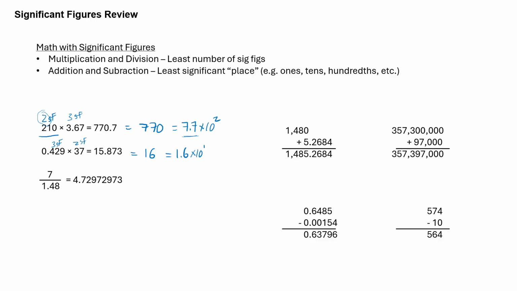Now I've got 7 divided by 1.48. So 7 only has 1 sig fig. 1.48 has 3 sig figs, so my answer can only have 1 sig fig. So if I've got 4.7297297, that's where my calculator stopped, but it looks like the 729 would just repeat. I can only express that with 1 sig fig, so my answer is simply going to be 5. That is 4.729. The 4 gets rounded up to a 5 when I cut it down to just 1 sig fig. So cut it down to the right number of sig figs and round, and again, the least number of sig figs in anything you're multiplying or dividing.